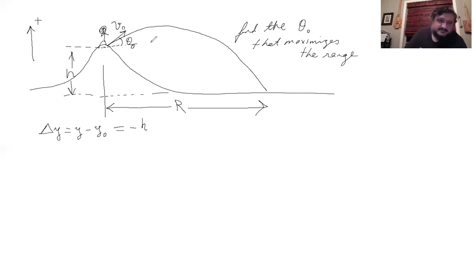H is a height. H is always a positive number. Height is a positive number. Delta y can be negative or positive depending on where you end up and which direction is your positive direction, etc. And of course, delta x, that did not change, it's still r. All right, so this is my x direction, and this is the y direction.